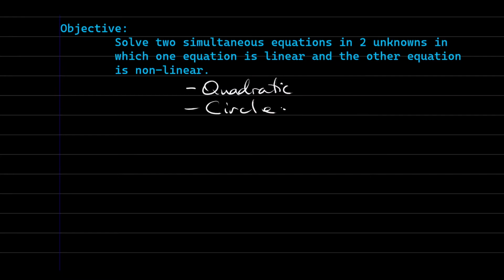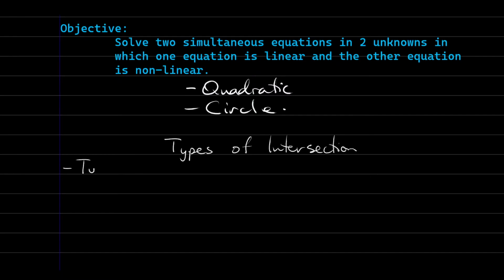Those 2 sets of answers are really the points of intersection between your quadratic and your line, or your circle and your line. There's a few types of intersection. Let me just write this over differently. Types of intersection. Right? There's a few types of intersection.